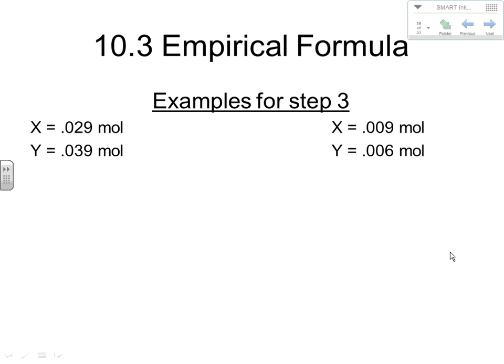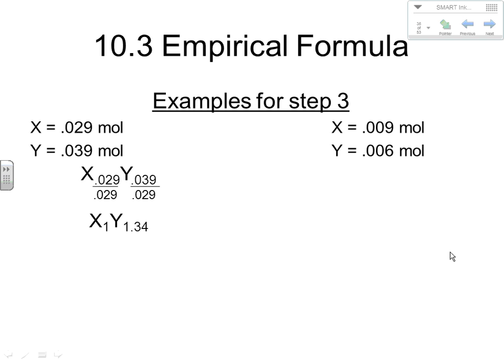So if we have 0.029 moles of X and 0.039 moles of Y. And remember, this is the result of changing our masses to our moles that were given in the problem. So we're going to write it like a formula, then we're going to divide by the smaller, and then we're going to look at what we get. In this case, we get 1 and 1.34.